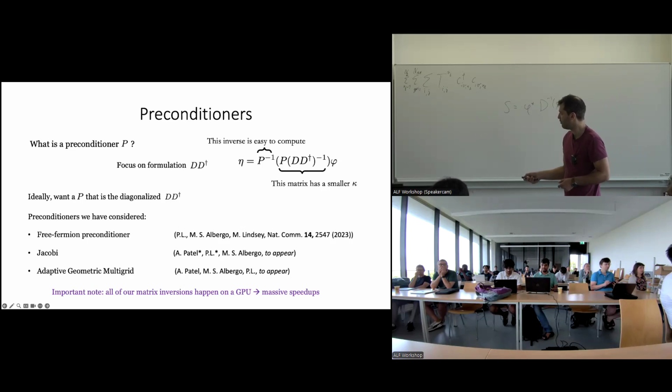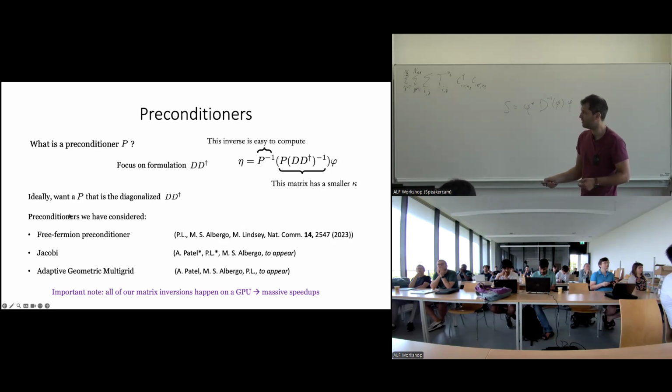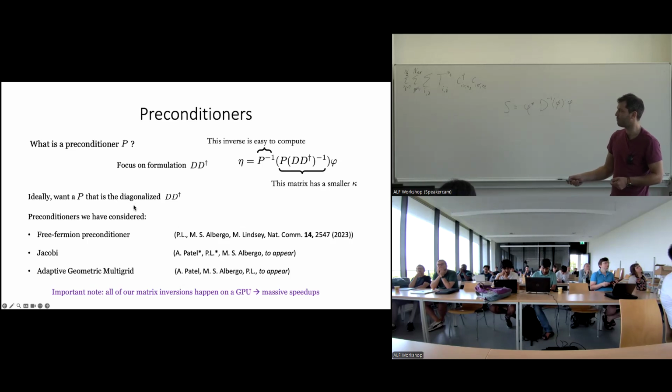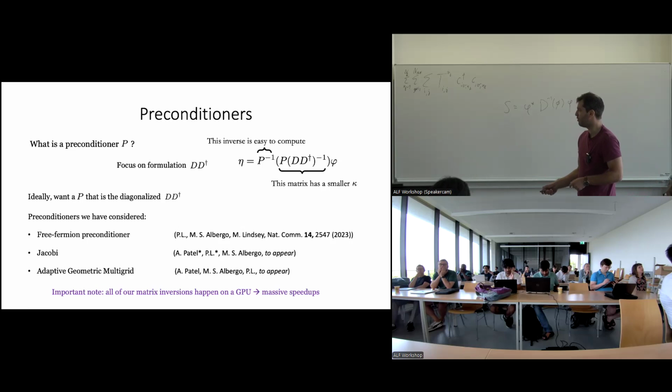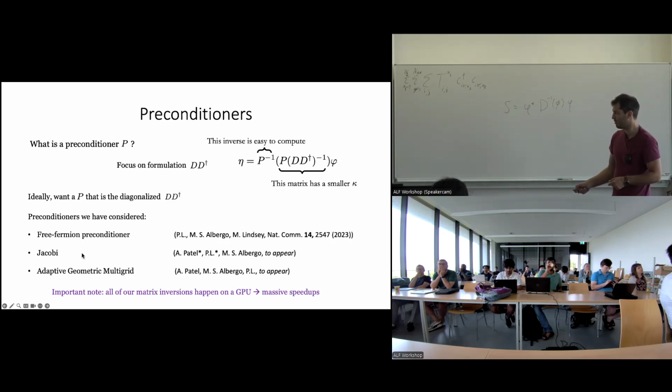And so ideally, what you want is actually for this P to be exactly DD dagger inverse. If that's the case, then this is the identity and it has condition number 1. So for example, you want it to be the diagonalized version of DD dagger. That would be the ideal scenario that would make the number of CG iterations you need to be 1. And so we have considered 3 different preconditioners that work well in different scenarios.